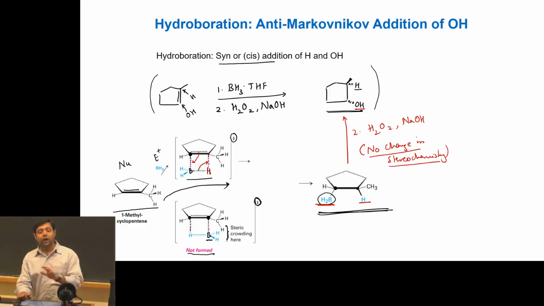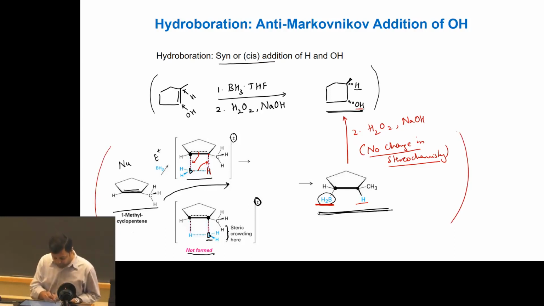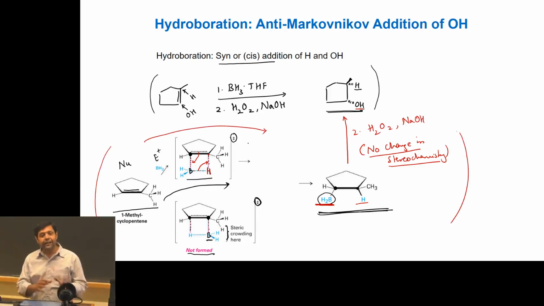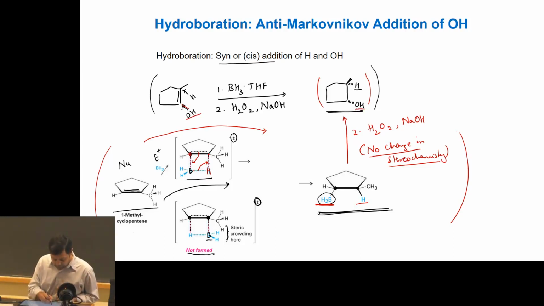Right? Now for the second step, I'm not going to go into the detailed mechanism, but if you are interested, please let me know. I can go over the mechanism with you. All right? Now if you take a look at the mechanism we have discussed for hydroboration, the first step is the key step. It decides the outcome of the reaction. Because BH2 goes to the less substituted carbon of the double bond, and that is what in the second step gets converted to OH, the OH is installed on the less substituted carbon of the double bond.